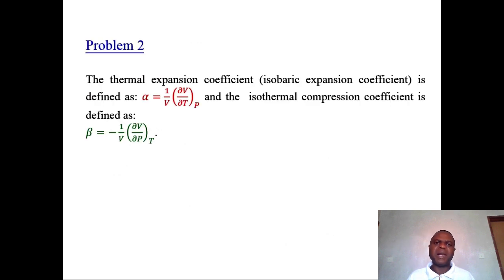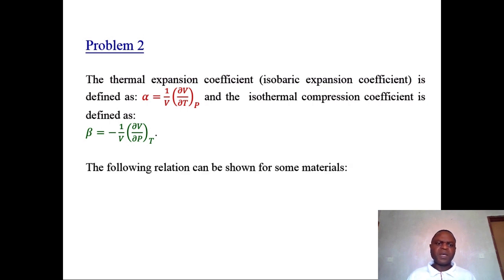So we can now move on to our second problem, problem number 2. The thermal expansion coefficient, or isobaric expansion coefficient, isobaric is really the same pressure, is defined as alpha equals 1 over V partial V over partial T at constant pressure, because we are talking of isobaric conditions. And the isothermal compression coefficient is defined as this, B is equal to minus 1 over V partial V over partial P at constant temperature. So this is the isothermal compression coefficient.